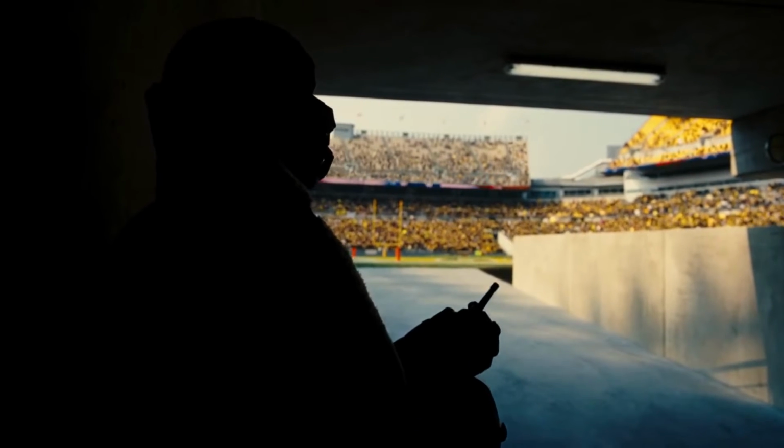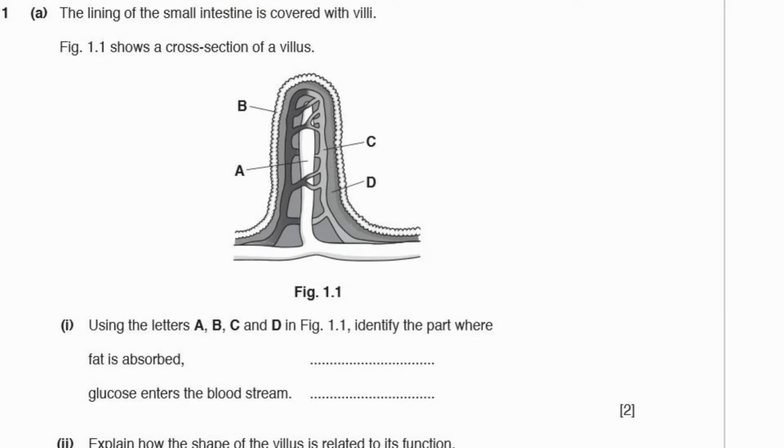Let the games begin. Question 1a. The lining of the small intestine is covered with villi. Figure 1.1 shows a cross-section of a villus. Using the letters A, B, C, and D in figure 1.1, identify the part where fat is absorbed. Okay, so fat is absorbed in the lacteal, which is A. And glucose enters the bloodstream in the capillaries, which is C.